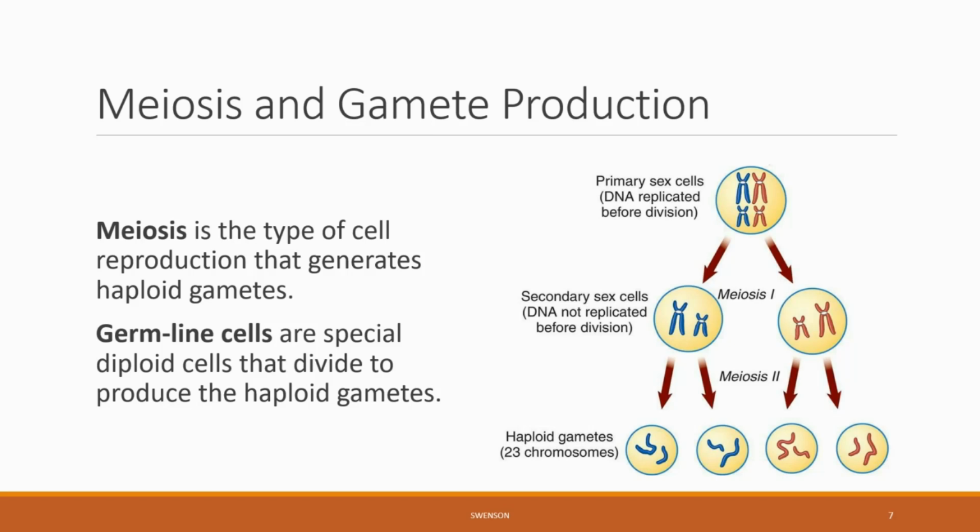At the top are primary sex cells, and they are shown as having diploid homologous chromosomes in sister chromatid form. Meiosis I separates the homologous chromosomes into separate cells. We went from one diploid cell to now having two haploid cells. Then meiosis II pulls apart the sister chromatids and creates four haploid cells in total.